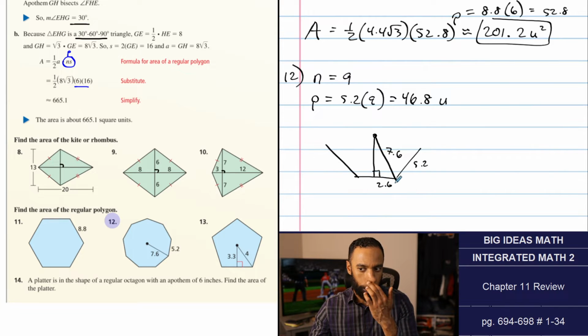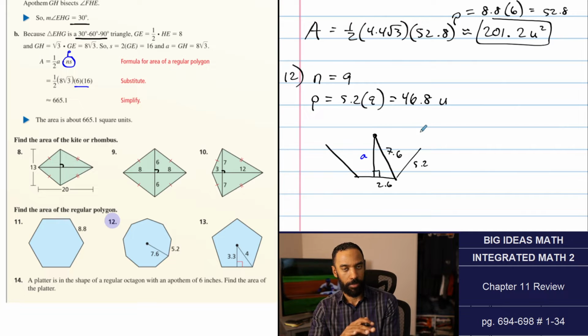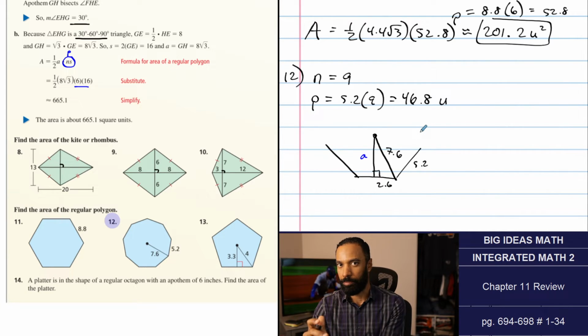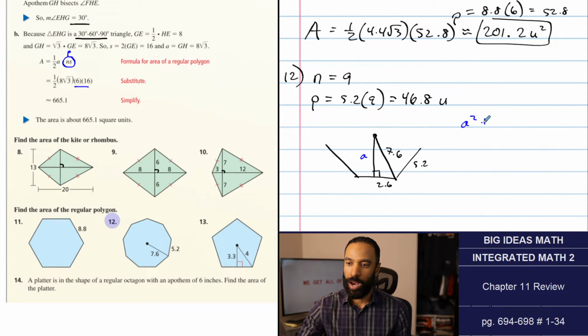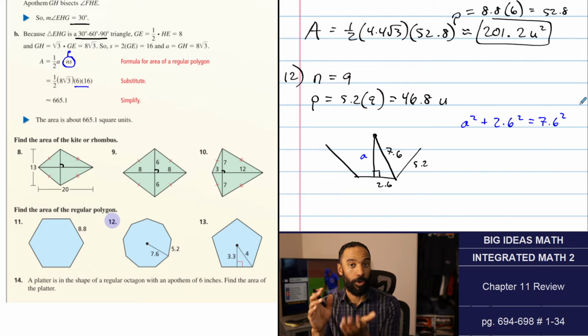2.6, right? So I have two ways I can find apothem. And listen, I'll show you both of them. One way is the Pythagorean theorem, where we can say a squared plus 2.6 squared equals 7.6 squared, right? We can work that out, and I'm going to.